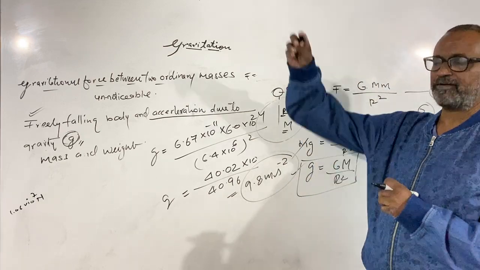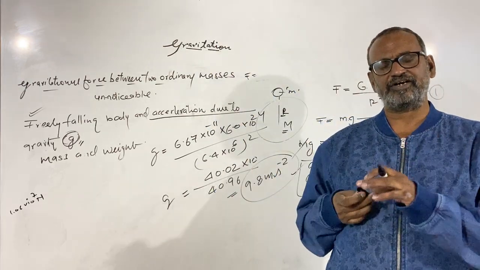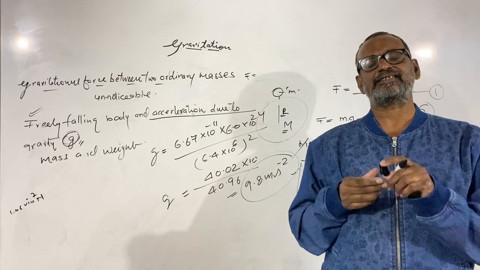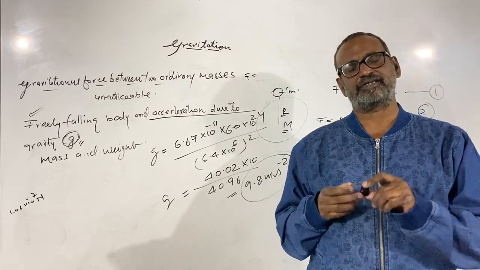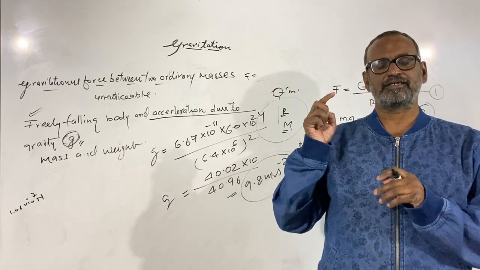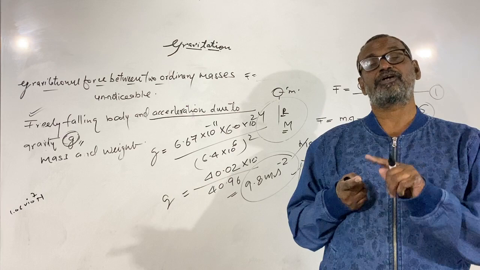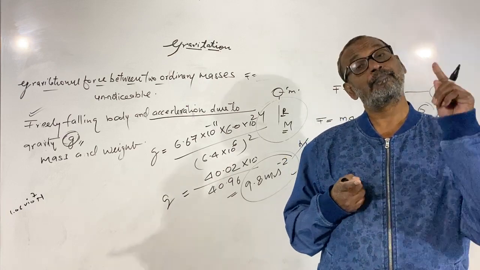That is, when a body is released from a certain height from the surface of the earth, it experiences an acceleration equal to 9.8 meter per second square. That is, its speed will increase by 9.8 meter per second per second.